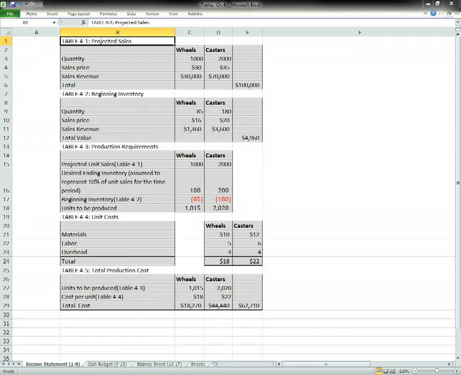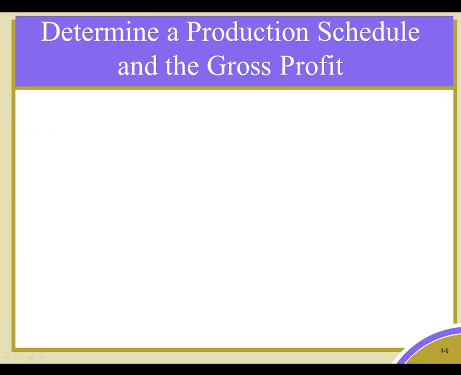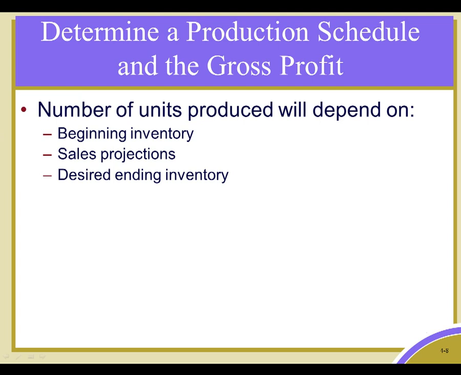The next thing we're going to need to do is to convert that sales information into a production schedule. For the production schedule, we're going to need to determine the number of units that will be produced. The way we will do that is by starting with the beginning inventory levels. So we don't need to produce things that we already have on hand. We're also going to need to produce enough to meet our sales requirements, and in the end we're going to have some desired level of inventory. So let's look at all of those together.